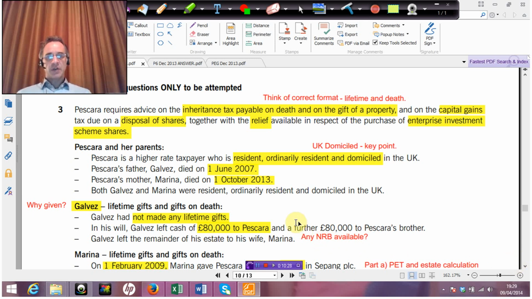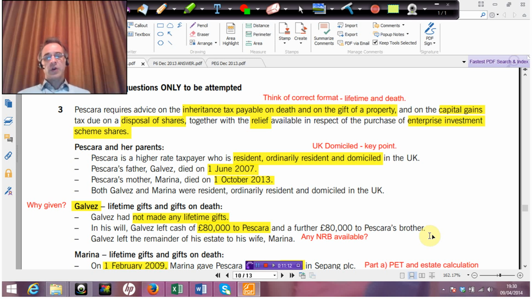And the key point for us here, and you'll see this evidenced in the answer, is that we know he died in 2007. We know that here he is making his will, he is making some bequests. All that he did was leave two amounts, to Pescara and to her brother. So if you think back to 2007, he will have had a nil rate band, I think somewhere around 250,000. And we're given all the information here in relation to his estate. The reason we're given that, as I said above, is in relation to a transfer of any unused nil rate band from him to his wife when she died.